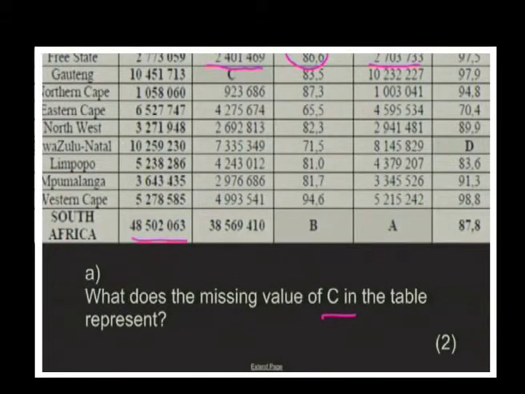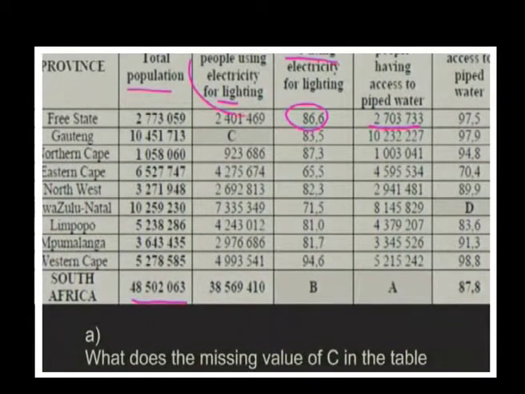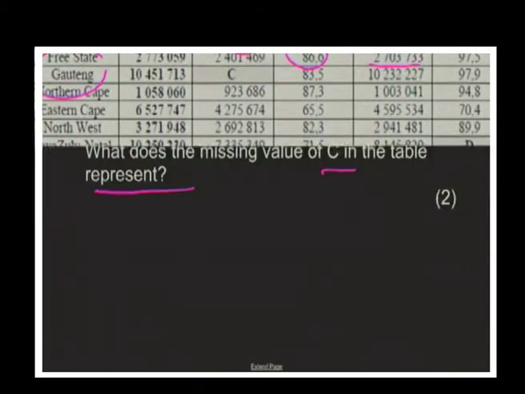So be careful when you're reading the question that you don't give too much detail and go, oh, I know how to calculate C, and quickly do the calculation. That's not what they've actually asked you. They've asked you what it represents. So looking at the table, what does C represent? C represents the number of people using electricity for lighting in Gauteng. So that's all we need to write in here.